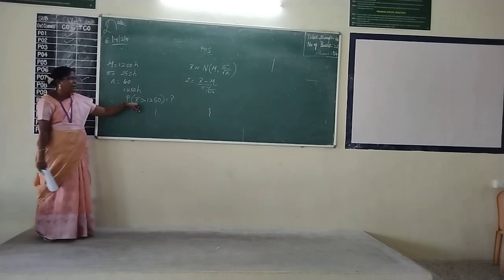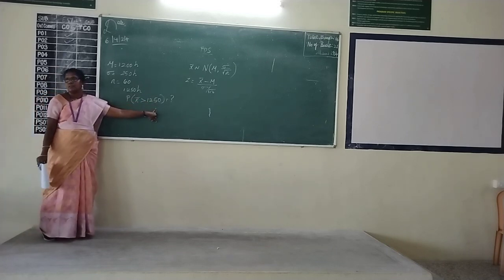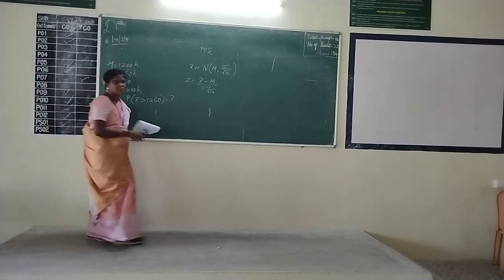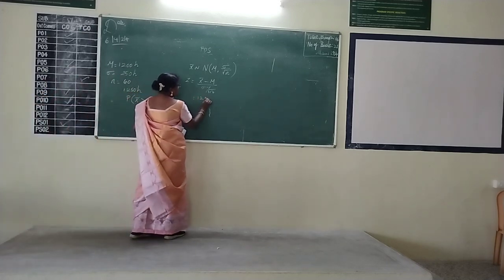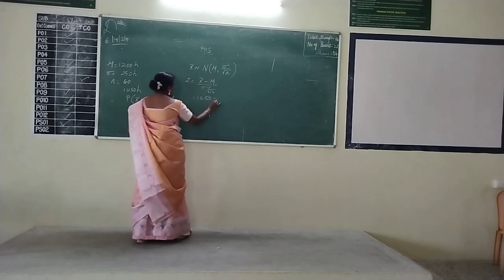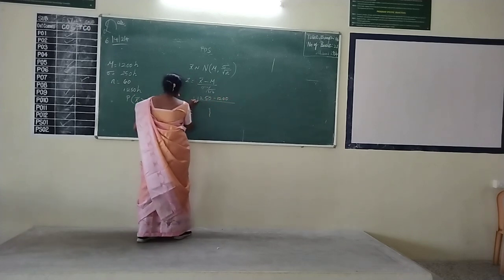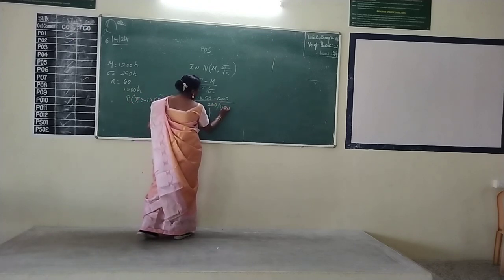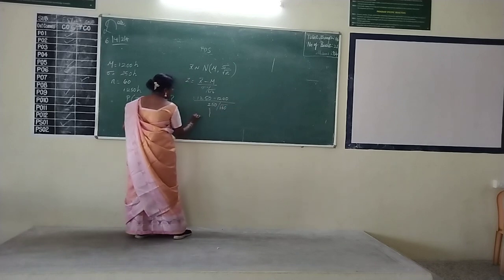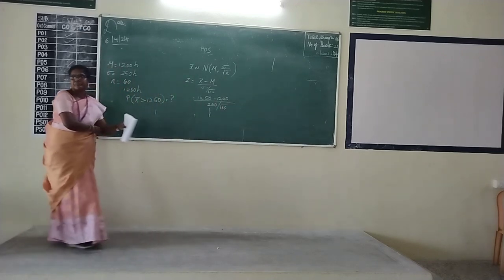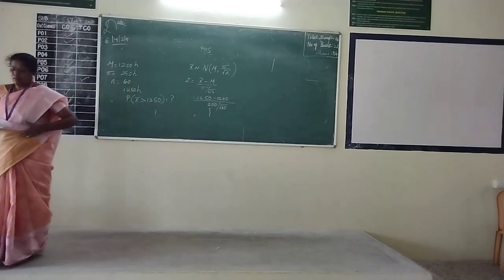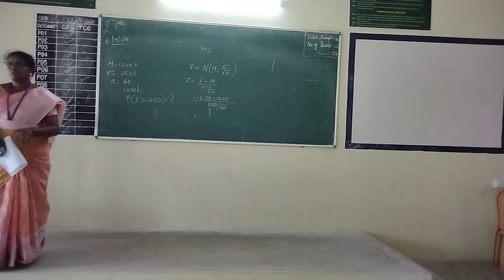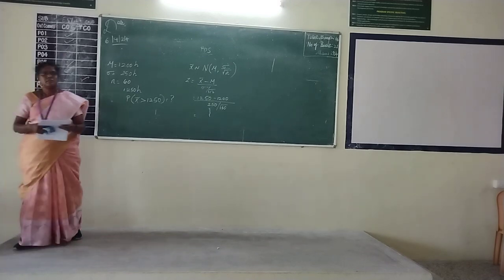So what is the X bar value here? 1250. Substitute and find the corresponding value. So 1250 minus mean 1100, divided by sigma value 250 divided by square root of 60. Find what this is. The same normal distribution concept.